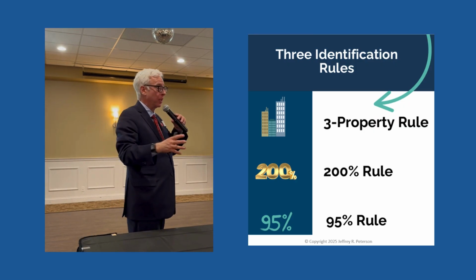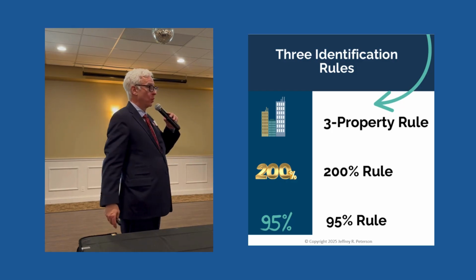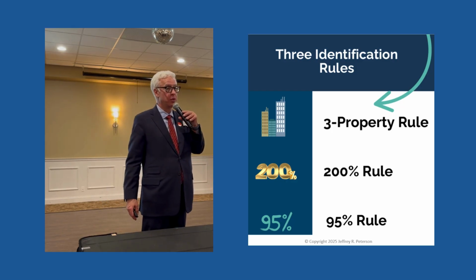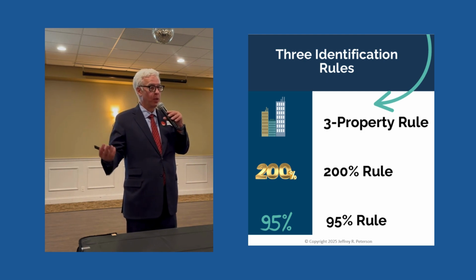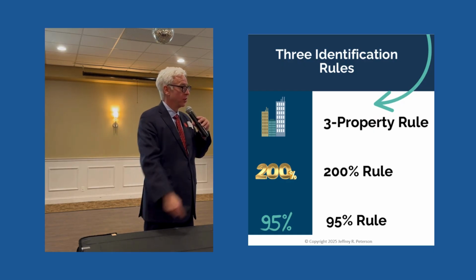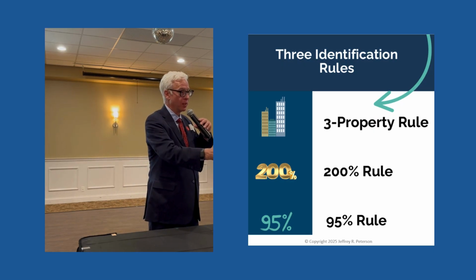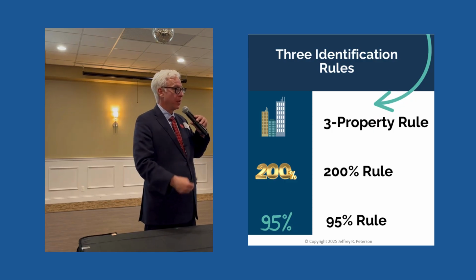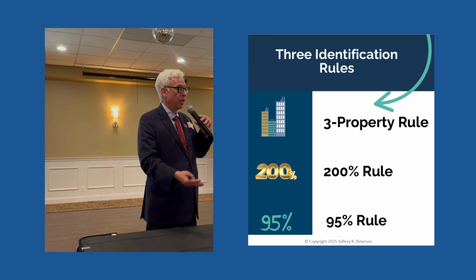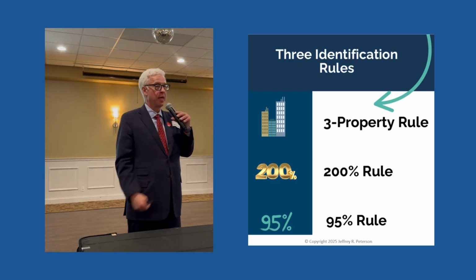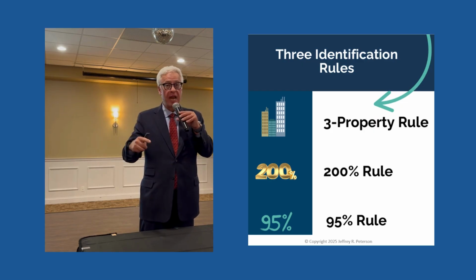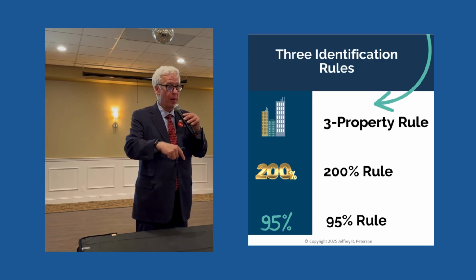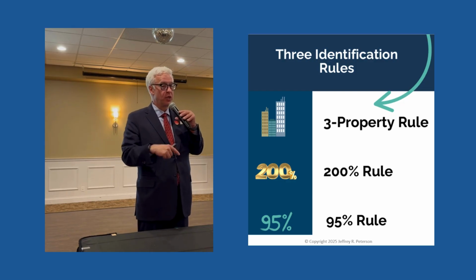All right, lastly, there's a rule called the 95% rule. It's seldom ever used. That's when you're going to identify a big portfolio of 16 CVS drugstores or 100 oil and gas wells. It's more than 3 properties, it's more than 200%. The exception basically says, as long as you actually receive, by the 180th day, at least 95% of the value of those properties that you identified, your exchange is still valid.